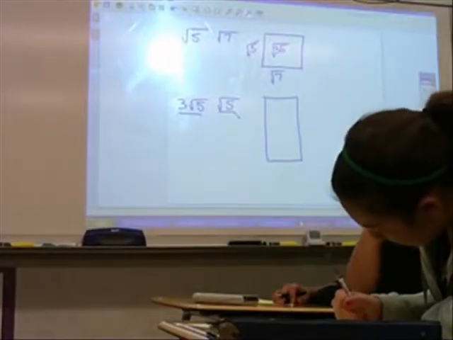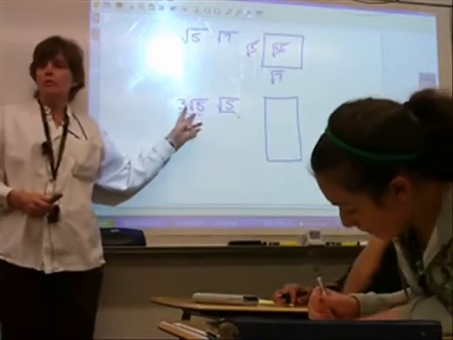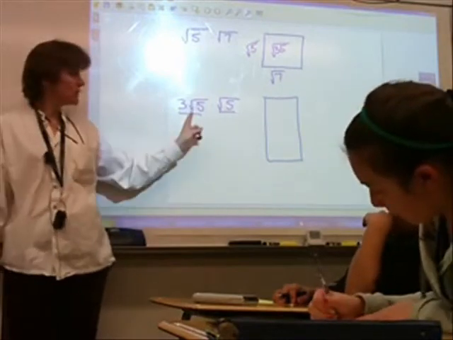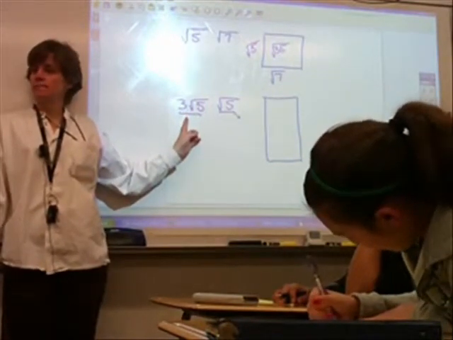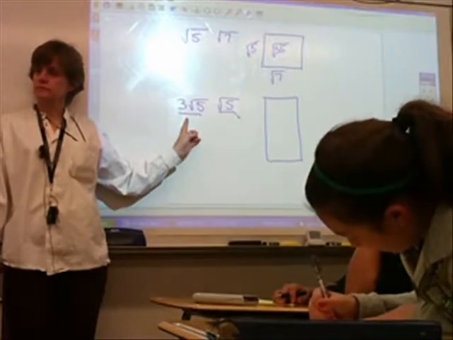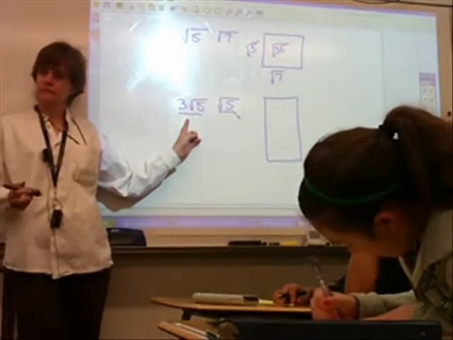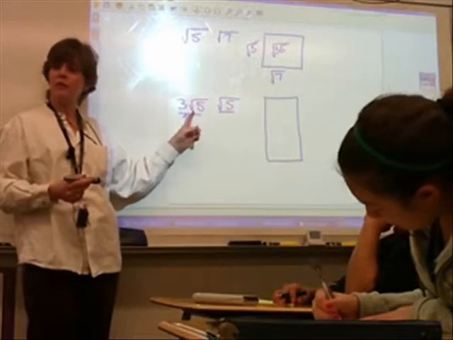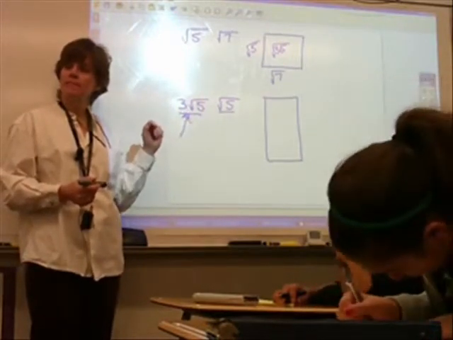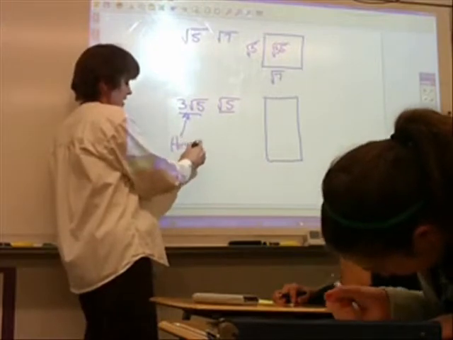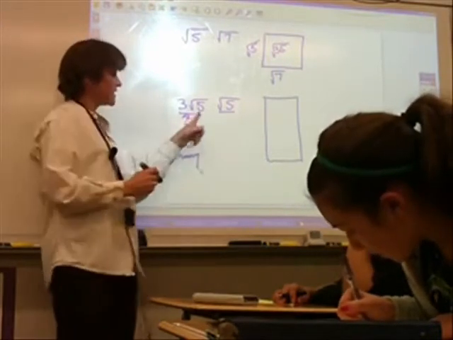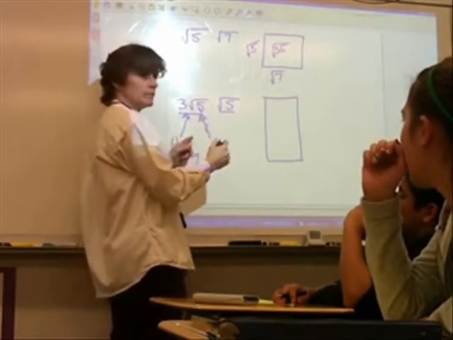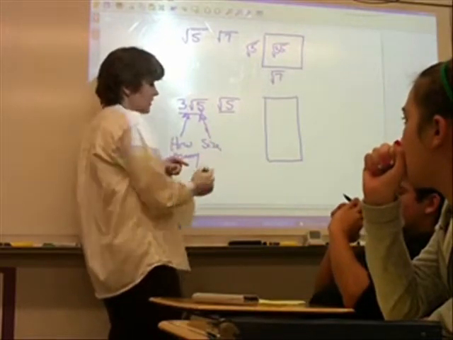Okay, so I've got 3 square roots of 5. Remember at the beginning of the year when we were talking about numbers and you got your first number, you got your second number, what does the first number tell us? Well, it is 3 times the square root of 5, but what does the first number tell us? How many groups. This is how many groups. What does the second number tell us? Like how much is in each group? Yeah, or we can just say the size.